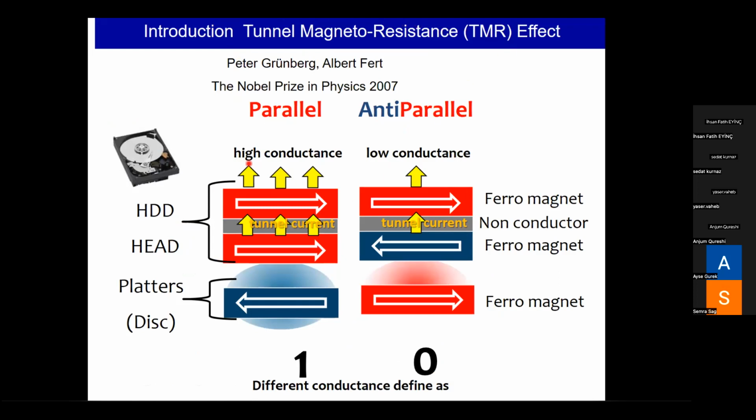So in the hardest case, spins parallel, high conductance, is defined as 1. Spins antiparallel, low conductance, is defined as 0. So 1, 0, 1, 0, switching. However, this is a classical magnet. We use a single molecule magnet instead of a classical magnet to overcome Moore's limitation.